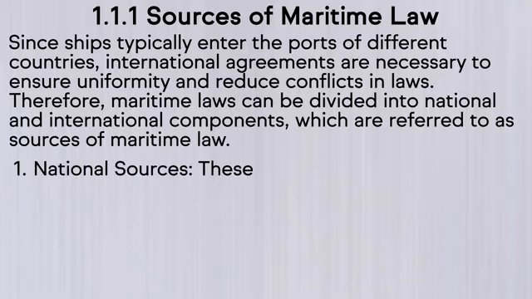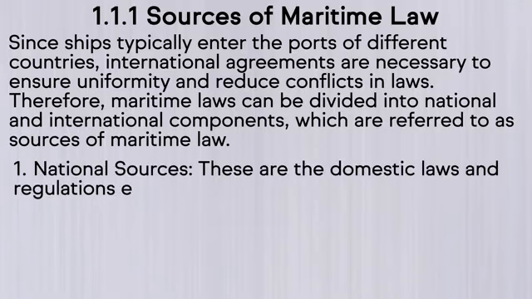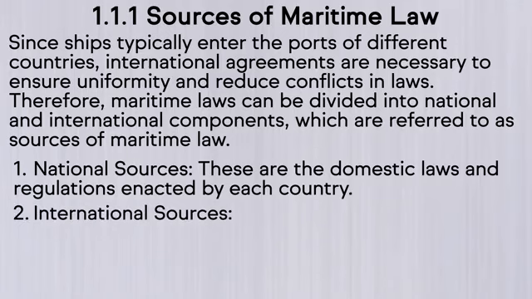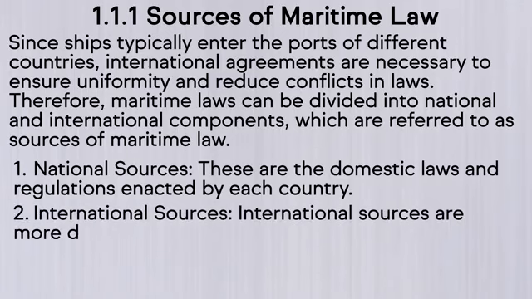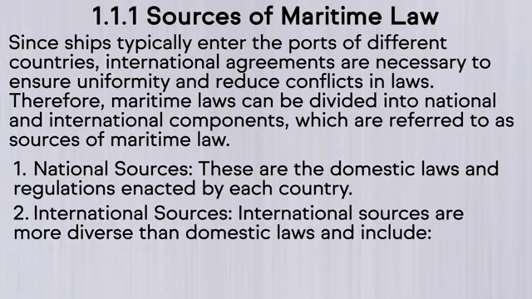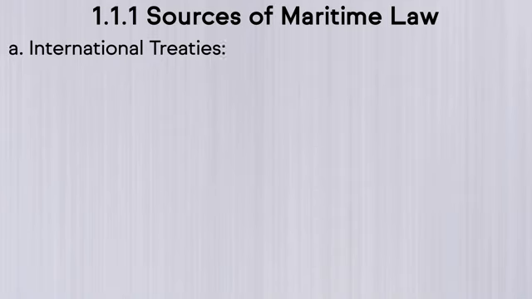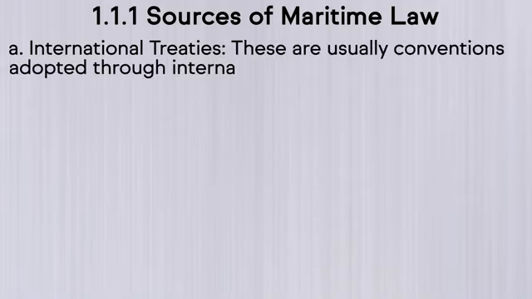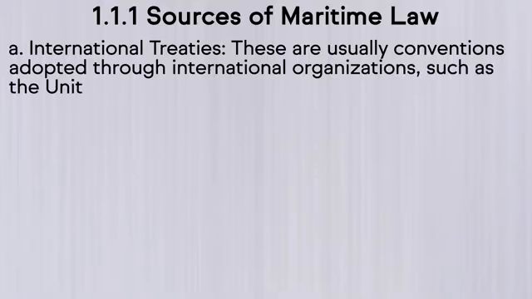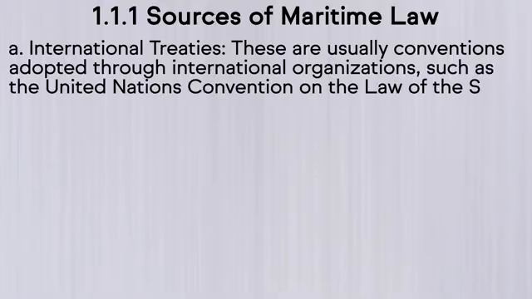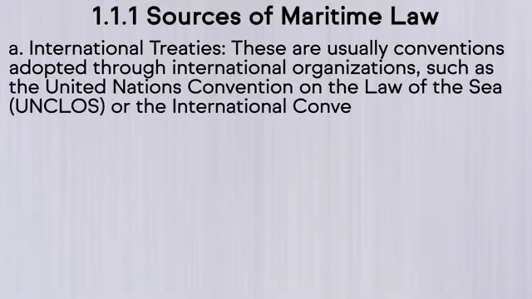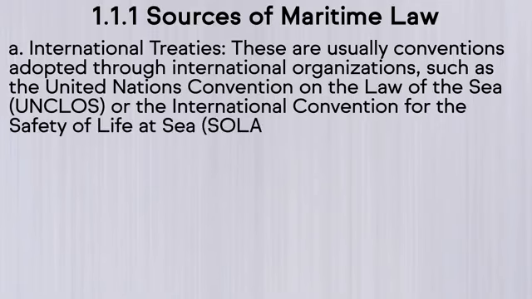National sources. These are the domestic laws and regulations enacted by each country. International sources. International sources are more diverse than domestic laws and include international treaties. These are usually conventions adopted through international organizations, such as the United Nations Convention on the Law of the Sea, UNCLOS, or the International Convention for the Safety of Life at Sea, SOLAS.